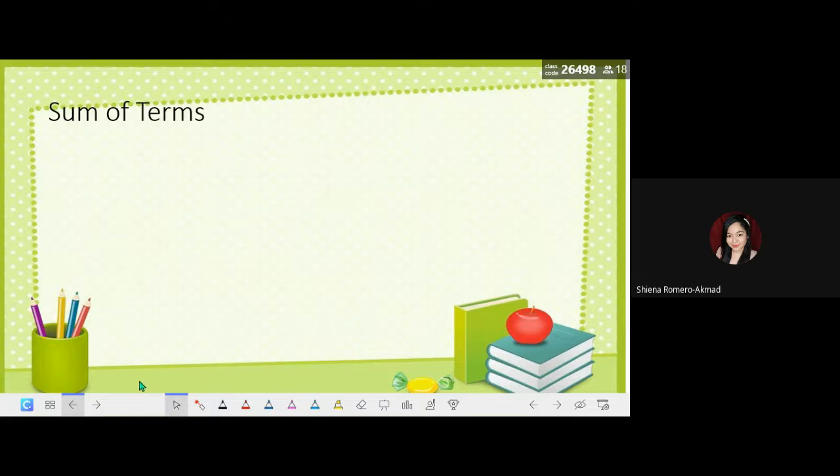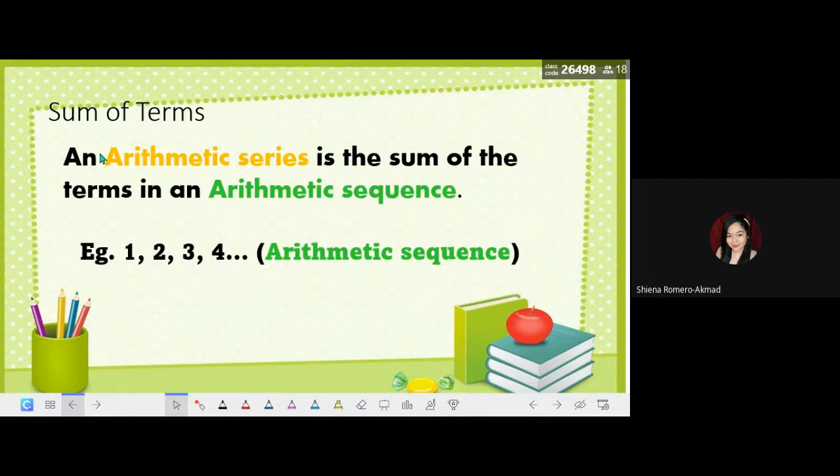For module number 4, we are going to deal with the sum of the terms, pero sum of the terms ng arithmetic sequence. Ano yung ibig sabihin nun? We are going to deal with the arithmetic series. And arithmetic series, tandaan nyo ha, series yung term. Yung tawag natin sa sum ng arithmetic sequence. Like for example, meron tayong sequence dito na 1, 2, 3, 4, and so on. Yung arithmetic series niyan is, syempre, i-add lang natin sila: 1 plus 2 plus 3 plus 4 plus 5 and so on. Yun ang ibig sabihin nun. Okay?